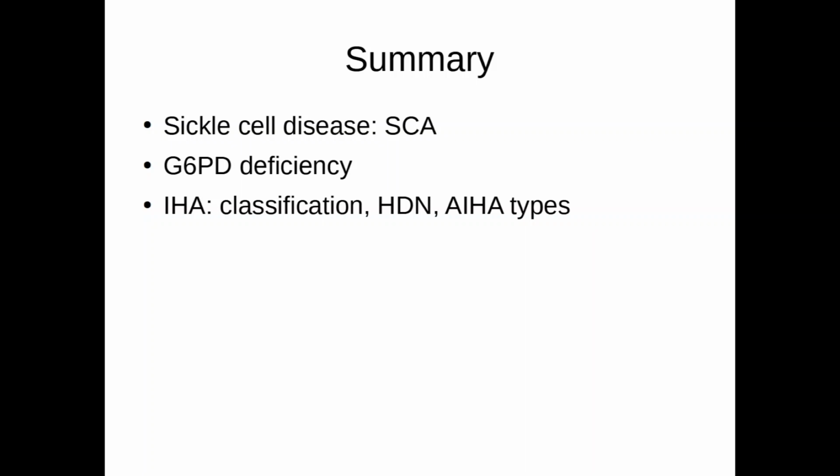In G6PD, we saw the mode of inheritance of the disease. Then we saw clinical features in which triggers induced lots of hemolysis. And in the diagnosis, we saw some important features like Heinz bodies. We also saw bite cells. Then we also saw a special test, that is G6PD enzyme assay, through which you can conclusively tell it is G6PD deficiency.